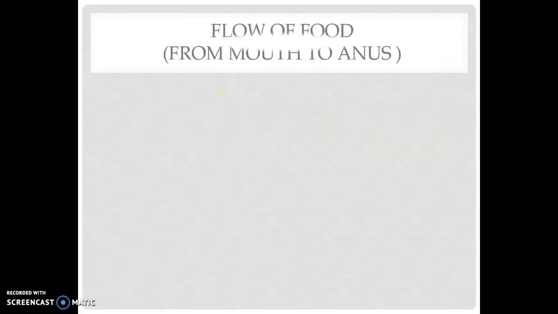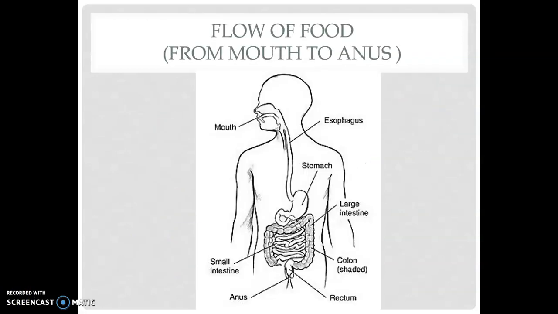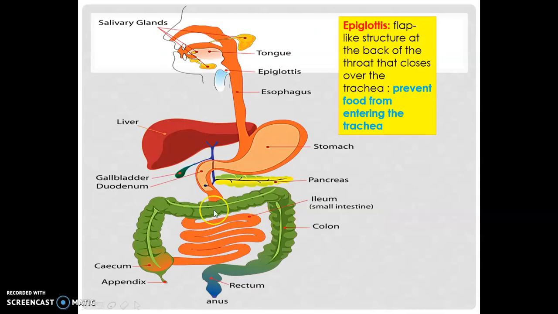So here is the flow of the food from mouth to anus. These are the structures that are involved. If you notice, there are three structures missing from the previous one, which are the liver, gallbladder, and the pancreas. These three structures are important for digestion, but indirectly, which means the food won't be entering into these structures. They only produce some chemicals that are important for the digestion to happen.